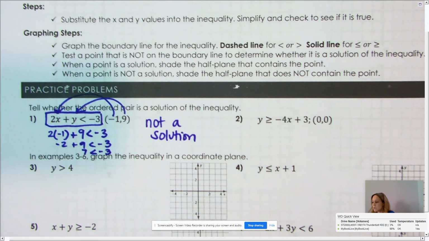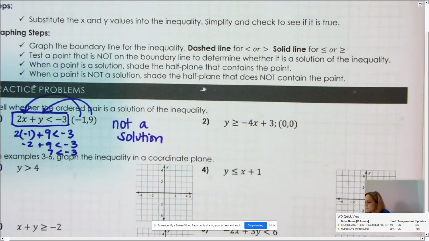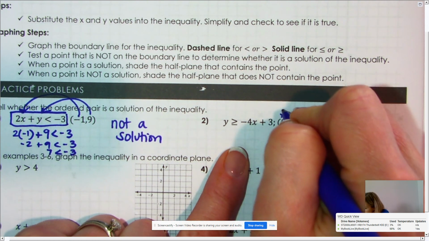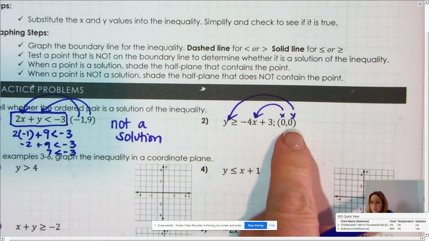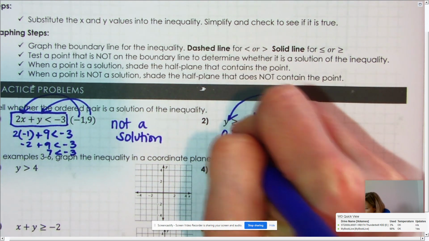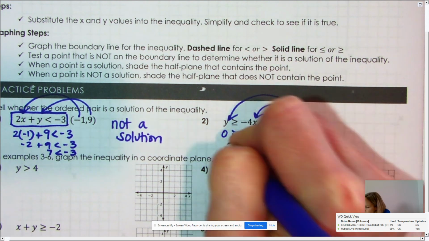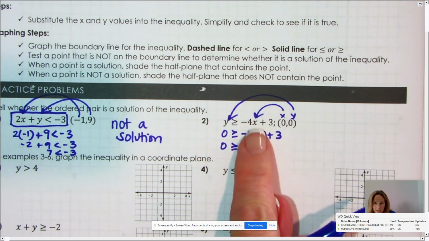All right, question number 2, we're going to do the same thing. Now we're going to plug in the point 0, 0. So we're going to plug in a 0. Remember, this is x, this is y. So the x goes right there, the y goes right there, and we're plugging in the value 0. So I'm going to go 0 is greater than or equal to -4 times 0 plus 3. So 0 is greater than or equal to, that part just goes away, right? It's kind of like the cover-up method.